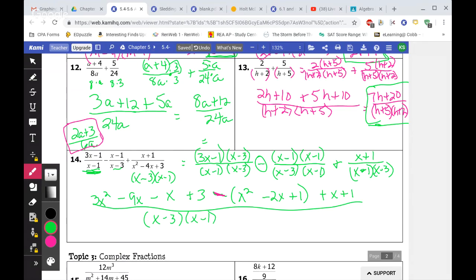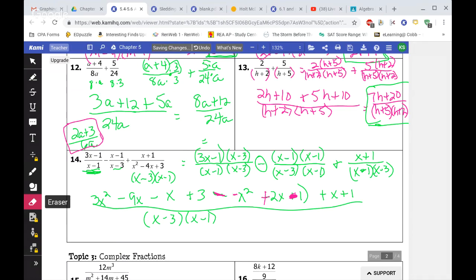Okay. This minus gets applied to this. And then when I take the minus to this, it changes that to a positive. And when I take the minus to this, it's now a minus. Does that make sense to you? Yeah. Okay, good. So then I'm just going to take my brackets off.